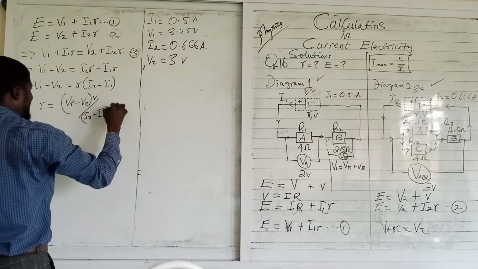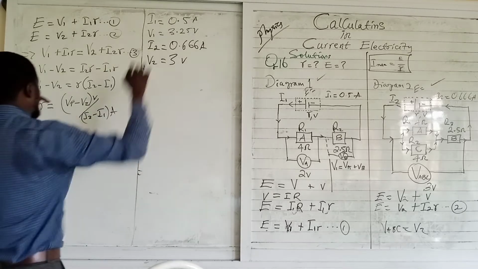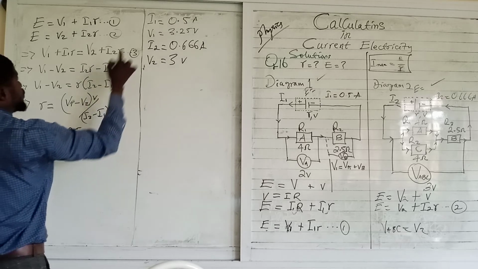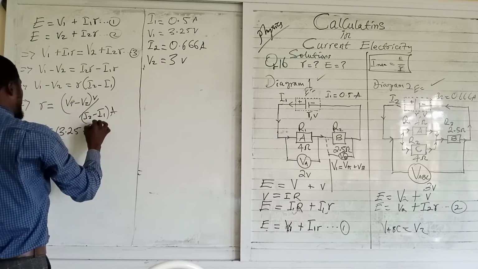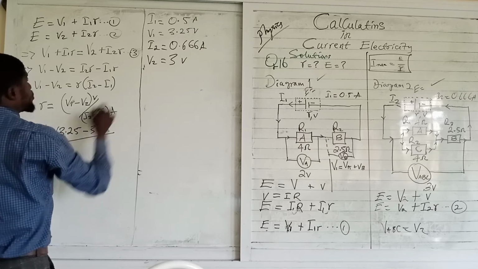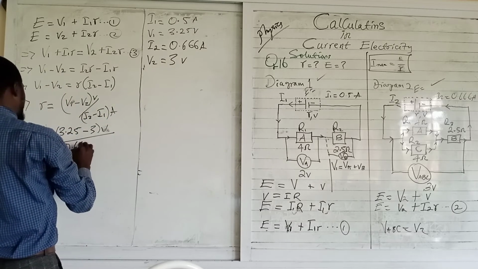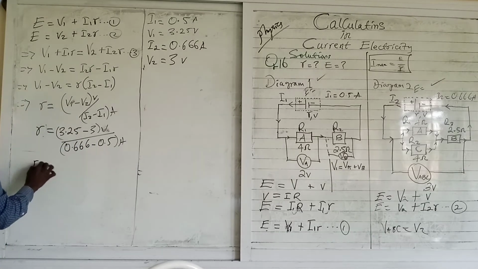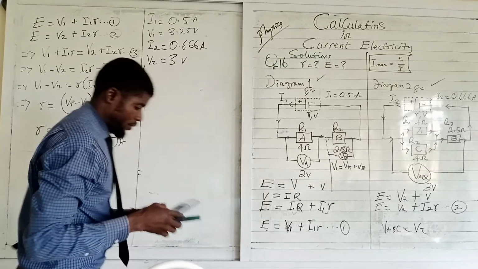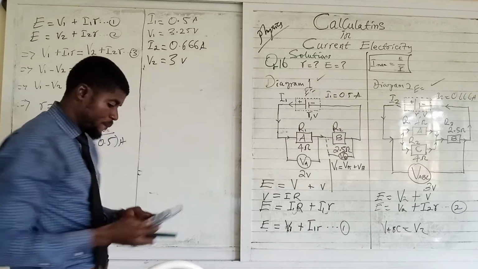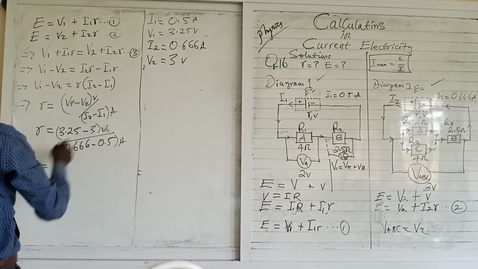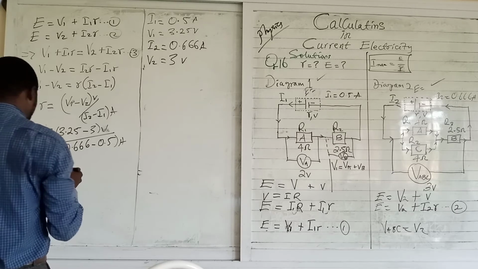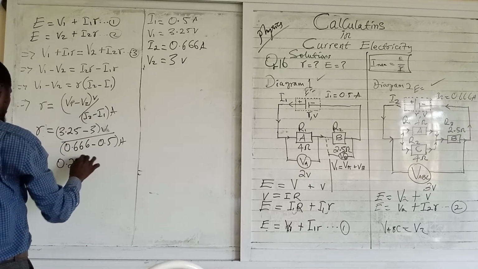All in volts, all in amps. So small r is equal to what? Let's input. Our V1 is 3.25 minus V2, which is 3, all in volts, divided by I2, which is 0.666 minus I1, 0.5, all in amps. If you do this correctly, 3.25 minus 3 will give 0.25.